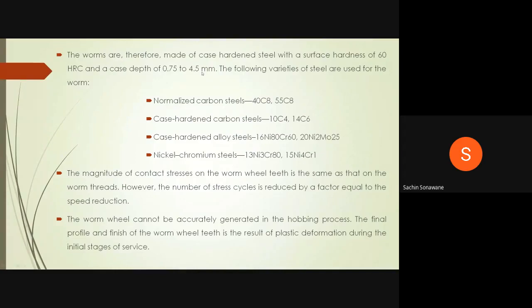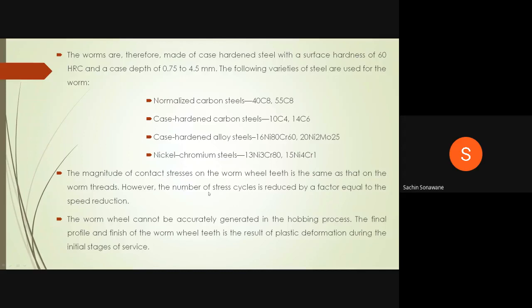The worms are therefore made of case hardened steel with a surface hardness of 60 HRC and a case depth of 0.75 to 4.5 mm. The following varieties of steel are used for the worm: normalized carbon steels 40C8, 55C8, case hardened carbon steels 10C4, 14C6, case hardened alloy steels 16Ni80Cr60, 20Ni2Mo25, and nickel chromium steels 30Ni3Cr80, 15Ni4Cr1.